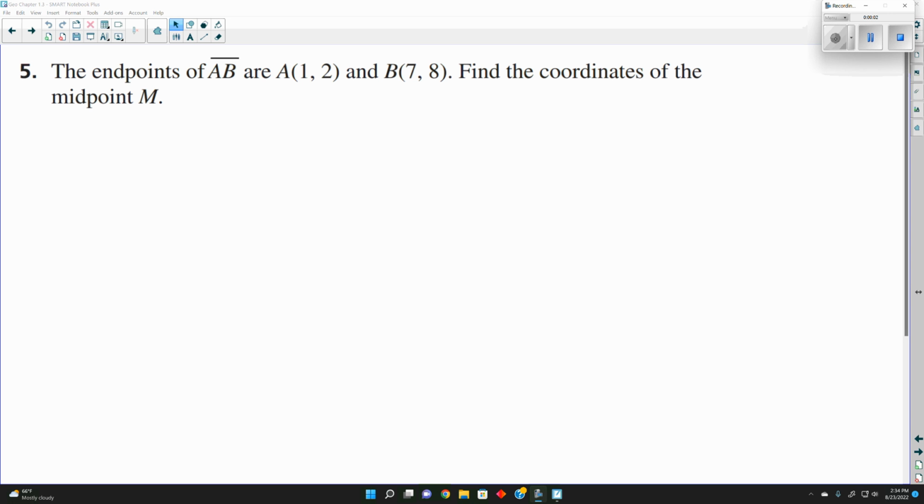Now, this is where we ended yesterday. So guys, this is where we ended the lesson yesterday, where we were talking about midpoint.